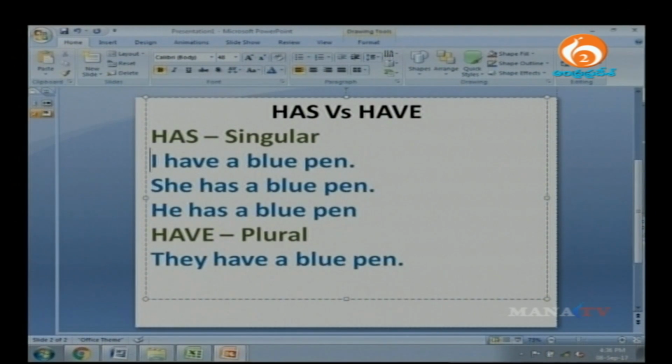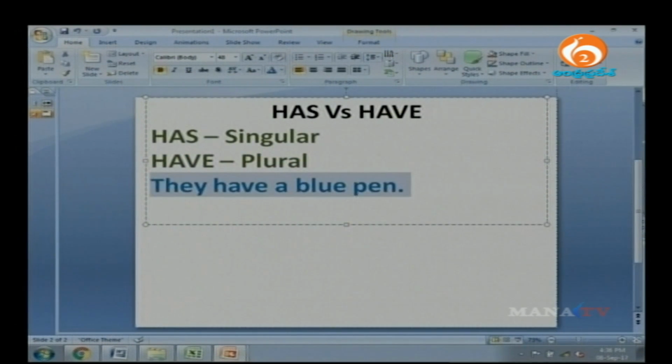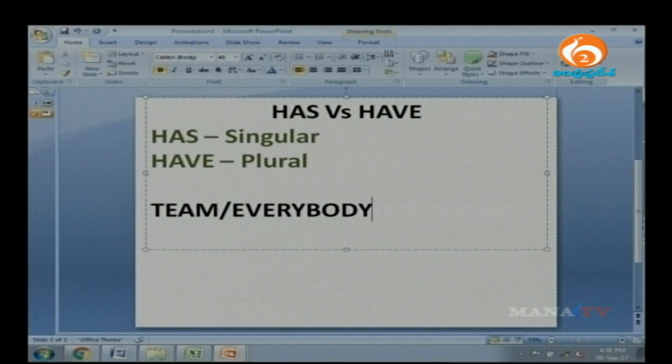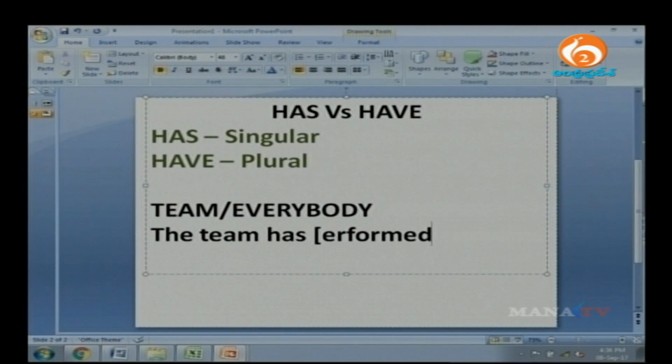Okay? And you will use have when it's a plural. But what if I am talking about a particular subject like team, or everybody? Okay. Now, everybody sounds like plural, team sounds like plural because it's more than one person, everybody means more than one person, but still it will take the singular form. For example, the team has performed well.